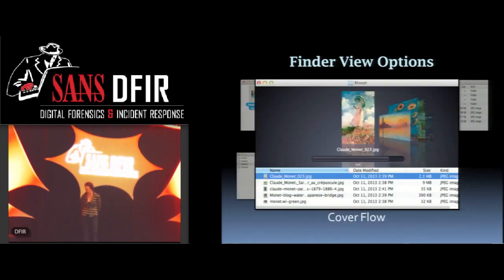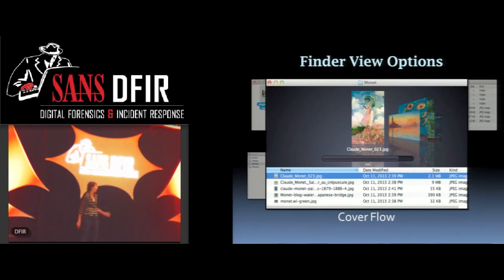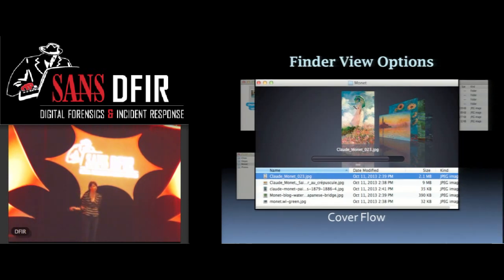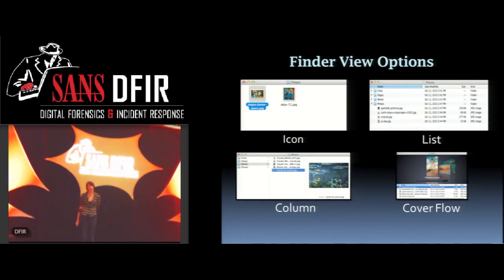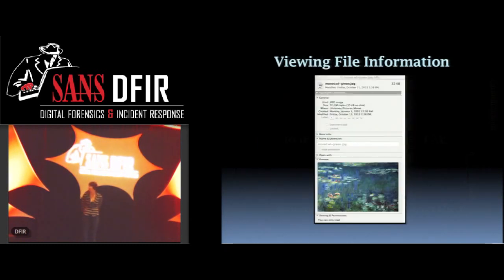Cover flow, everyone's favorite. We got this after the iTunes, I think it was, one of the updates. Everyone needed to see everything in cover flow. So you can go through your files and folders in cover flow. Again, you have the icons at the bottom, and then you're going to have a bigger representation of the file above. So that's your Finder view options.